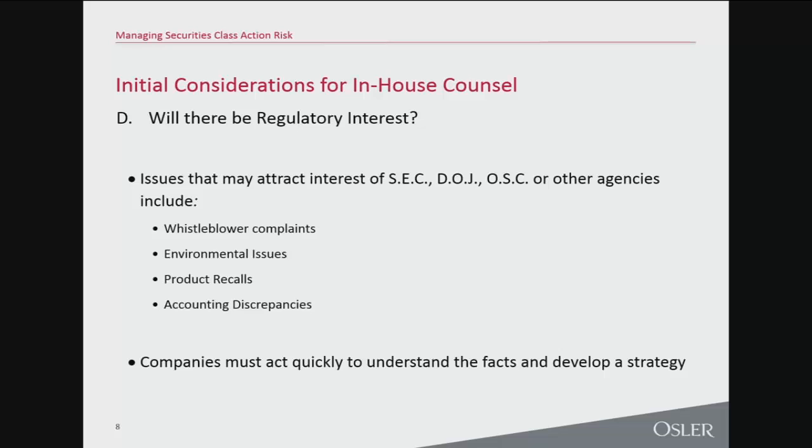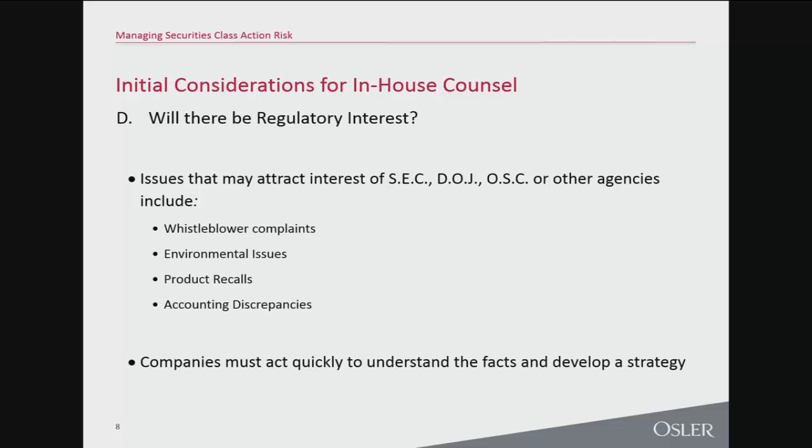In our experience, the type of issues that most interest regulators include whistleblower complaints, environmental issues, as we've seen recently, the sale of company stock by executives and board members when the stock is at an allegedly inflated price, i.e., insider trading, product recalls for companies, and accounting discrepancies and restatements. There are obviously a lot of other things that interest regulators, but those are the ones that most prominently come to mind.